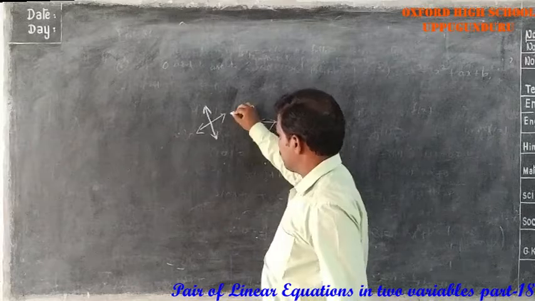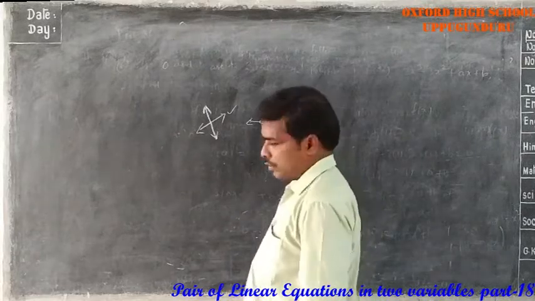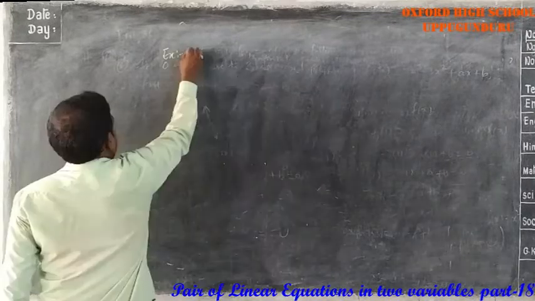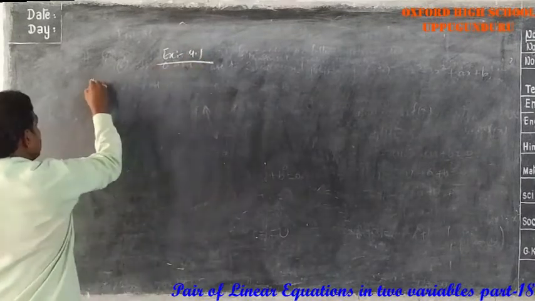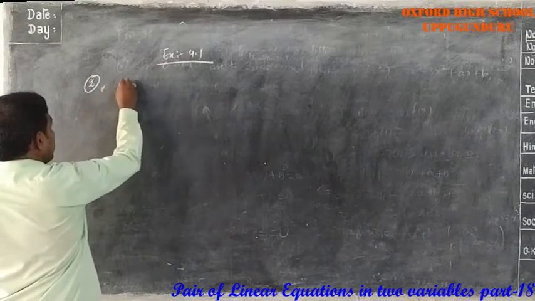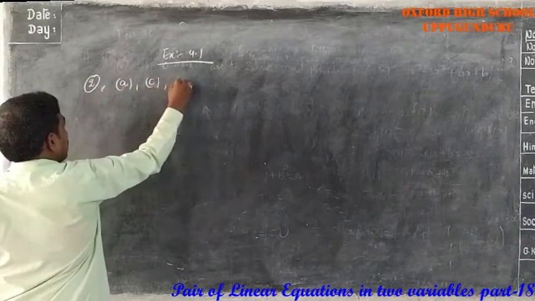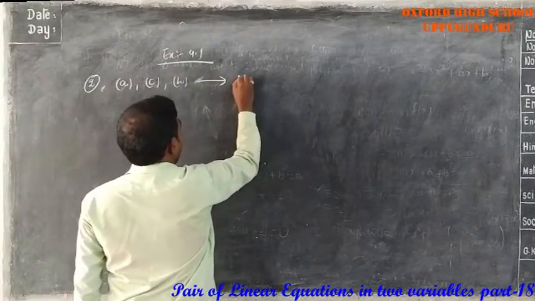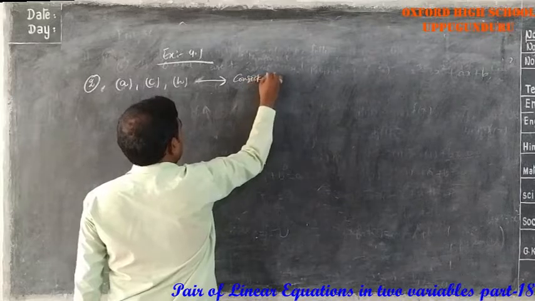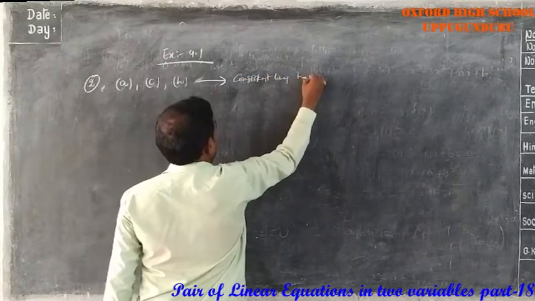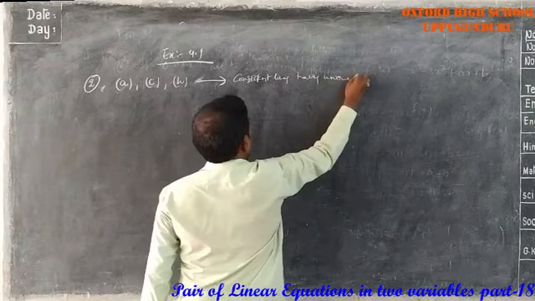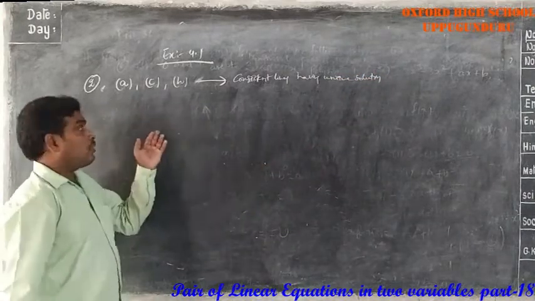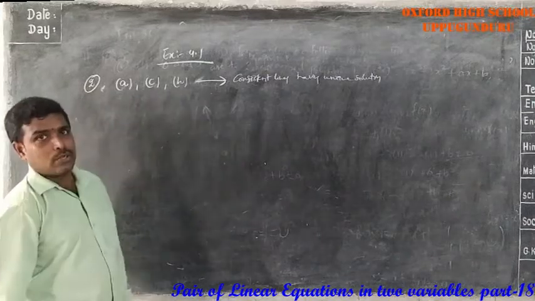So now I will discuss intersecting lines. In exercise 4.1, second Roman, you have problems A, C, H. These are consistent lines having a unique solution. Unique solution means intersecting lines. So among these three, I will tell you the first problem; C and H you have to do.